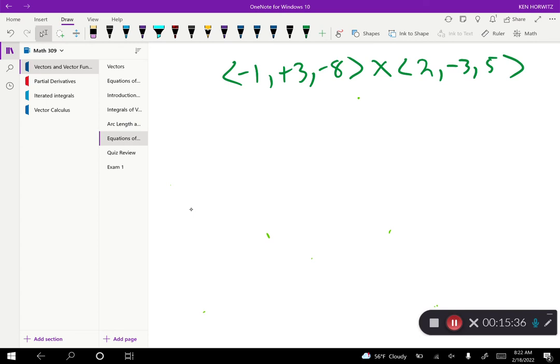All right. If you had trouble setting up the cross product, I'm going to try to help you out a little bit. So I got i, j, and k, and I'm going to put in my negative 1, 3, negative 8, and then 2, negative 3, and 5. I like doing the determinants, and I like writing everything out. To me, it's helpful.